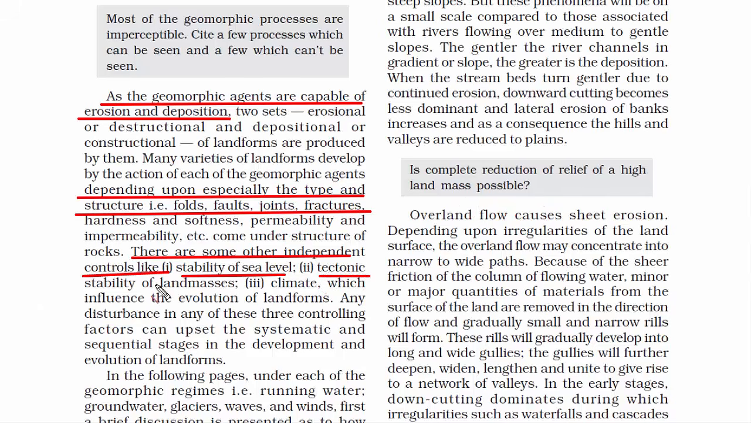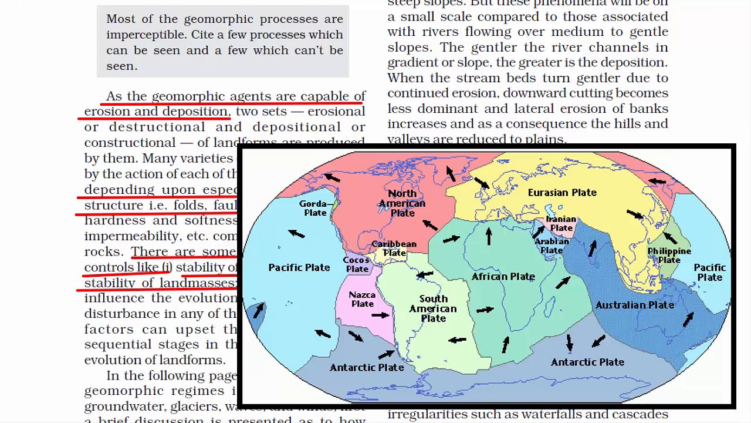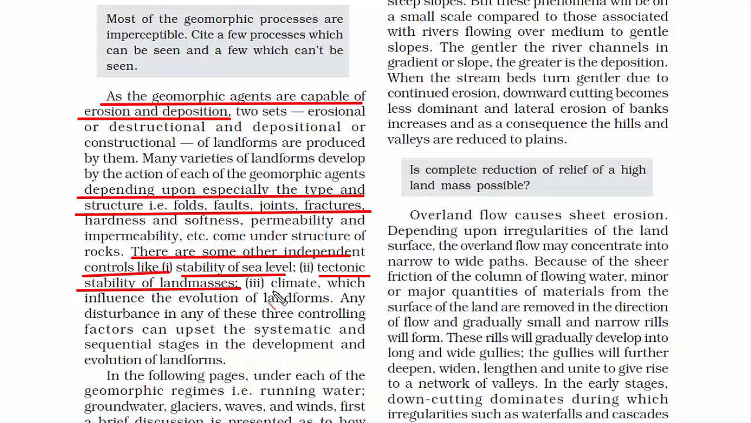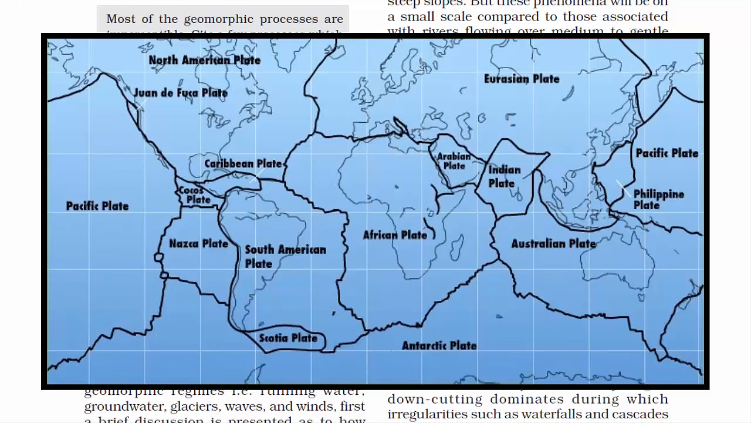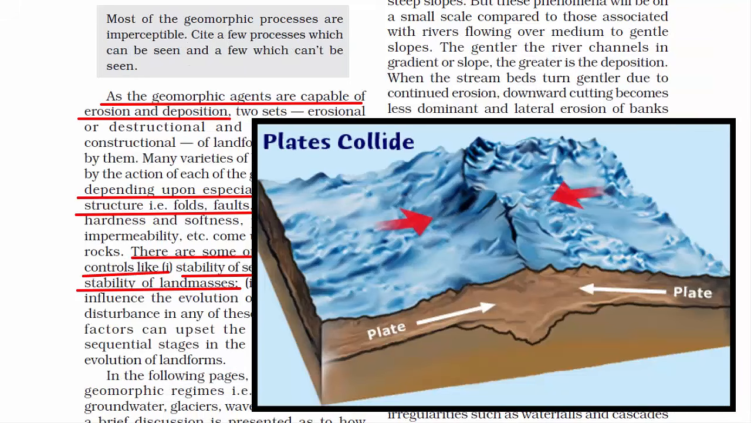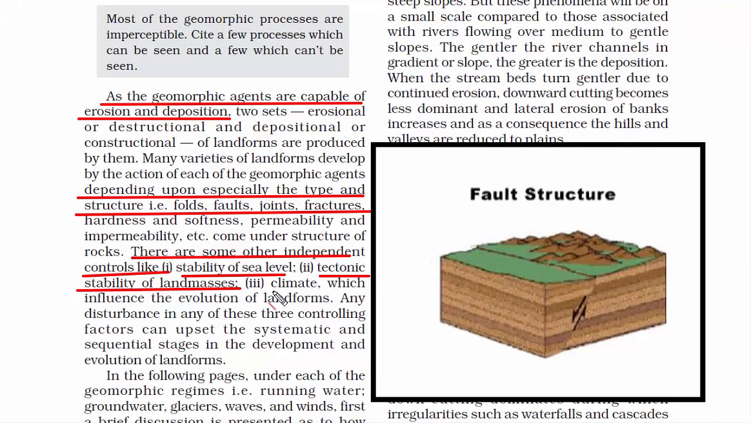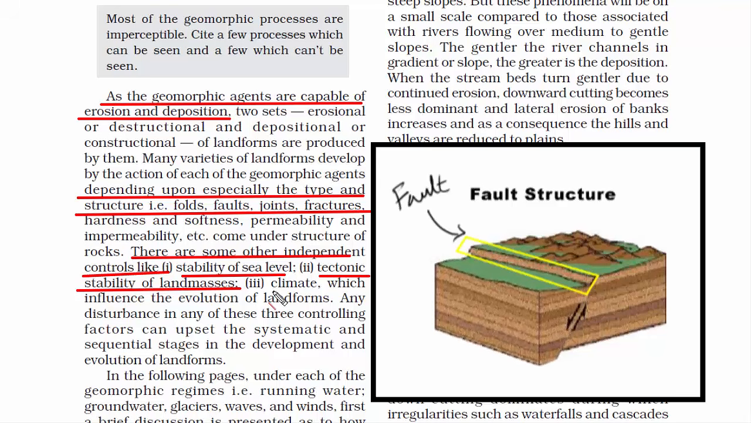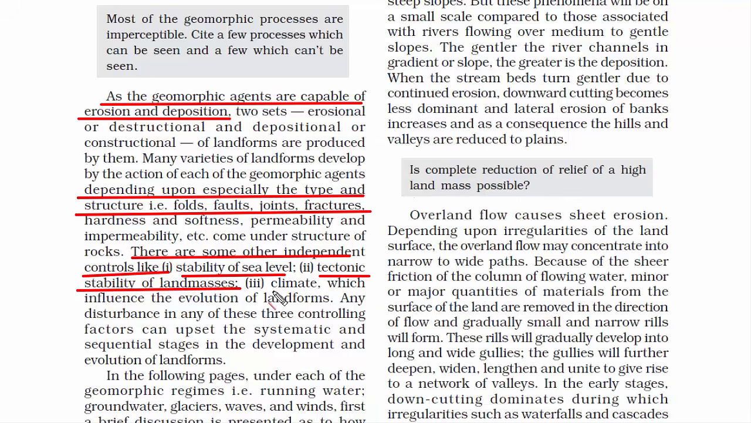The second one is tectonic stability of land masses. We have read about the theory of plate tectonics in previous chapters, and it is a universally accepted theory when it comes to the evolution of continents and oceans. We know that the continental and oceanic plates are divided in the form of some major and minor plates, and it's the movement of these plates that gives rise to mountains and faults. And it is also the same reason why earthquakes occur. So tectonic stability of land masses is an influential factor in the evolution of landforms.